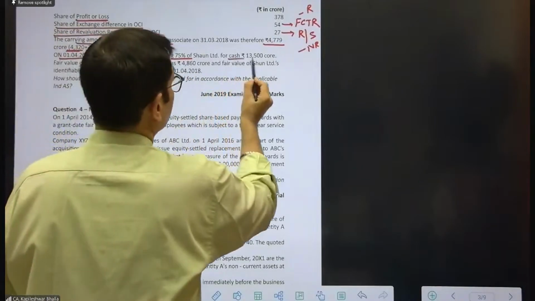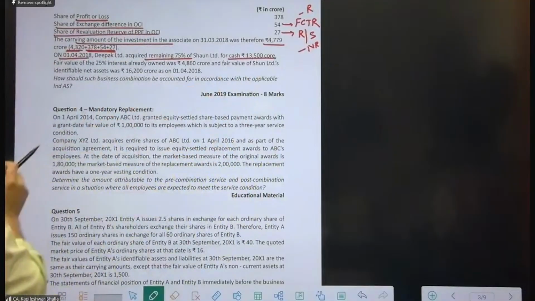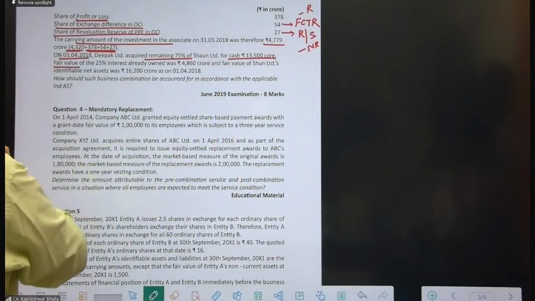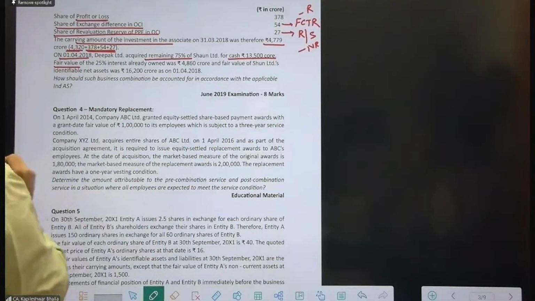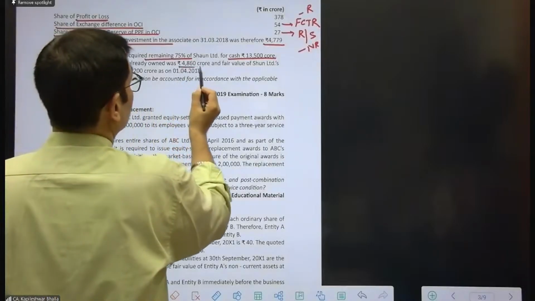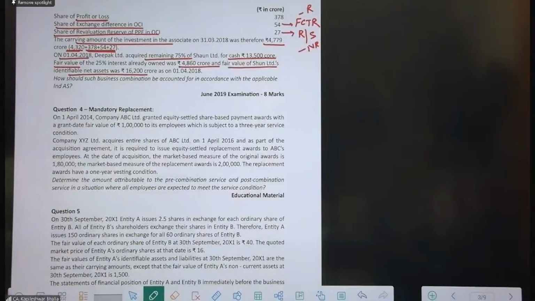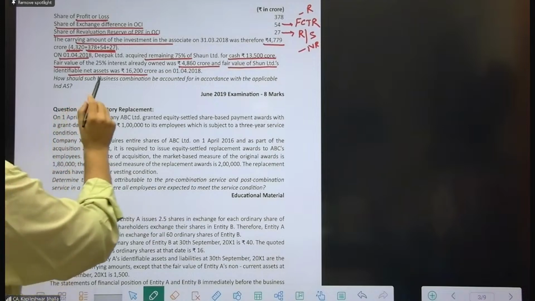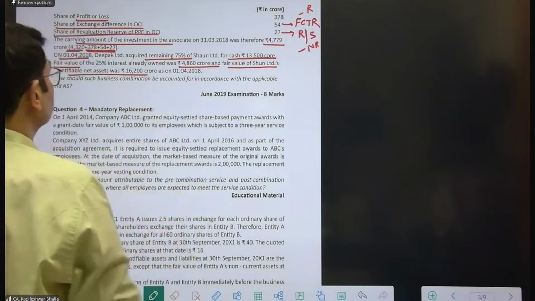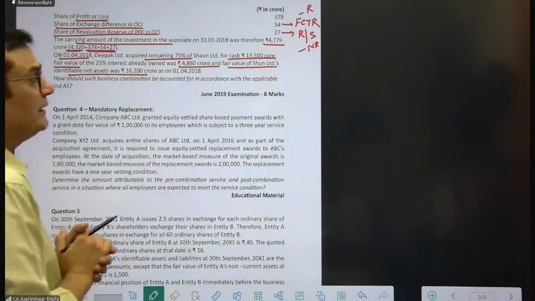Let's read further. Then it says on 1st April 2018, Deepak acquired the remaining 75% of the shares for a cash consideration of 13,500 crores. And we are given that the fair value of the 25% interest already owned is 4860 crores, and the fair value of the net assets is also given on 1st April 18. So the fair value of the PHI is given as 4860. How should the business combination be accounted in accordance with the applicable Ind AS?